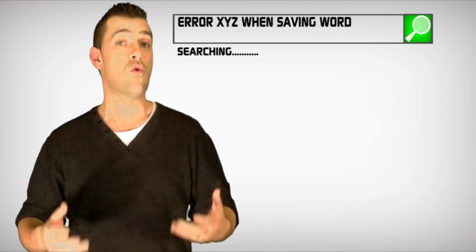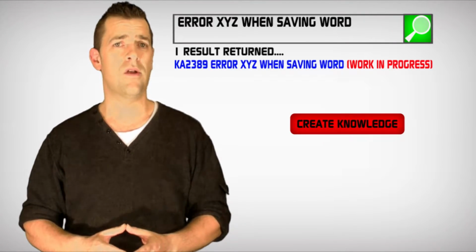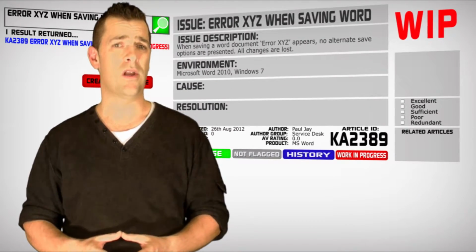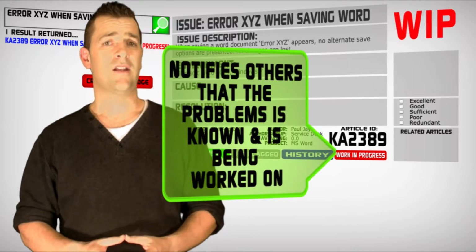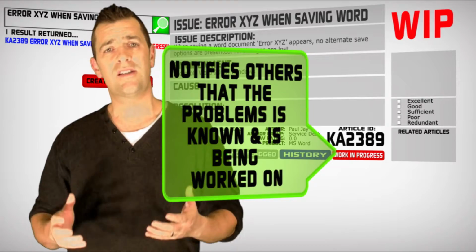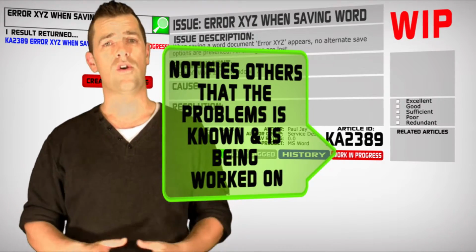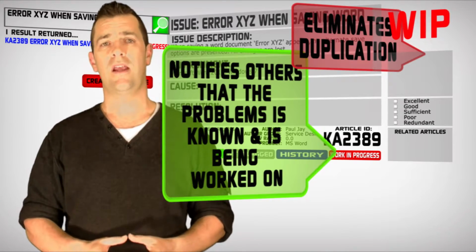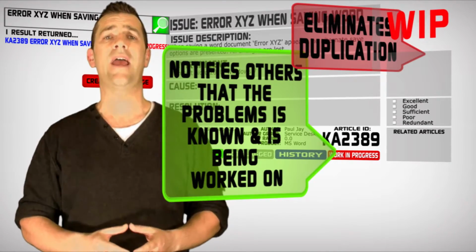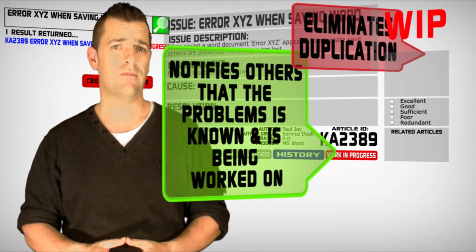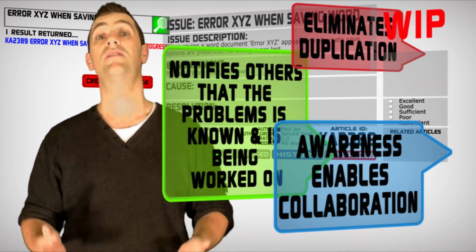Even though a newly created KCS article or work in progress (WIP) article may not contain a resolution, it still represents valuable knowledge. Work in progress articles in the knowledge base enable others in the organisation to discover that a problem is being worked on. This process helps eliminate duplicate effort, that is, two analysts unknowingly solving the same problem in parallel. Awareness enables collaboration.